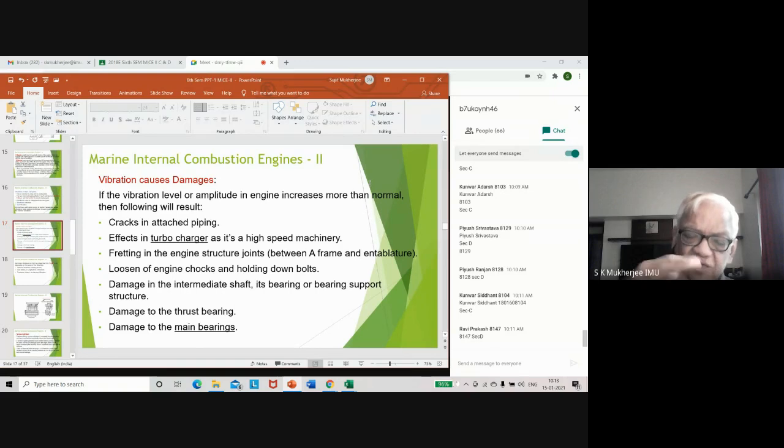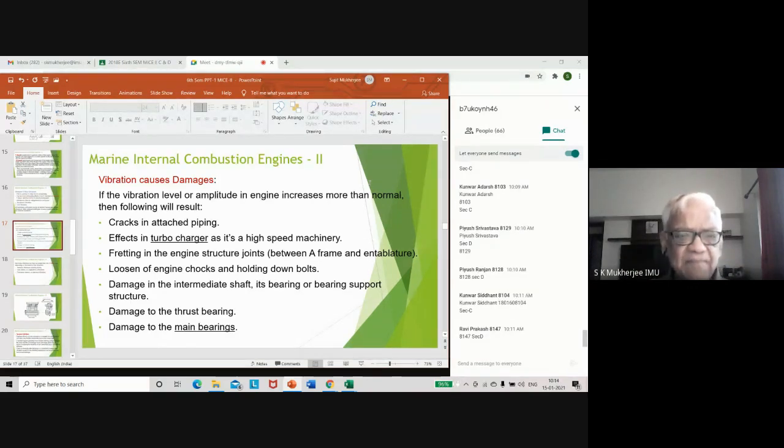So ultimately the two surfaces become bigger and bigger and the components become very loose. The engine chocks and holding down bolts will also become loose. The tie rod will also become loose. So this fretting has to be stopped and it can be stopped only by correctly tensioning all nuts and bolts in the engine, because the whole engine is going to vibrate, and if you have loose nuts and bolts, fretting is going to occur. So I hope you understand what is fretting. It is impact forces between two running surfaces to cause damage to both the surfaces and loosening of the components.